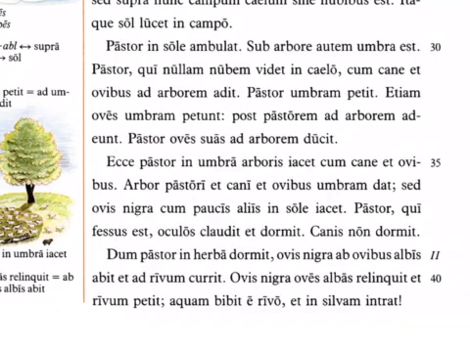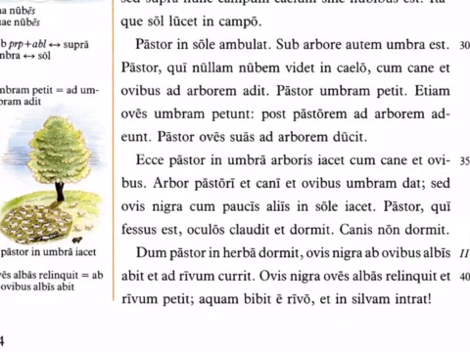Pastor oves suas ad arborem ducit. Now ducit, another new verb, it means to lead or guide, or perhaps bring. So the shepherd leads his sheep to the tree. Ecce pastor in umbra arboris jacet. Look, the shepherd is lying in the shade of the tree, cum cane et ovibus, with the dog and the sheep.